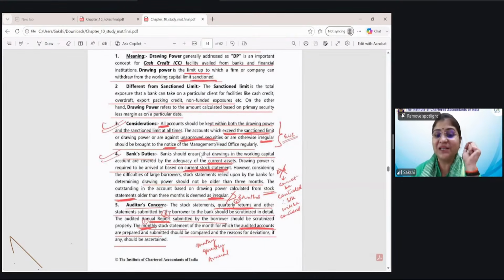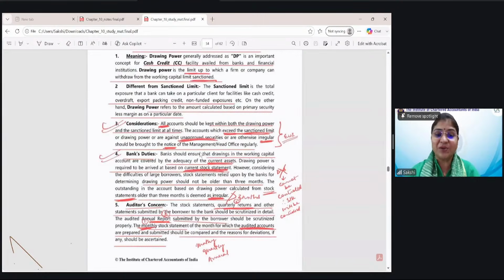However, considering the difficulties of large borrowers, the stock statement relied upon by the banks for determining the DP should not be older than 3 months. Means if you are submitting a stock statement that is older than 3 months, then we say that it is deemed to be an irregular account. Are you understanding? So if it is a working capital limit, every 3 months you have to submit a current stock statement, the current status of your stock. Okay, is this clear to everyone?